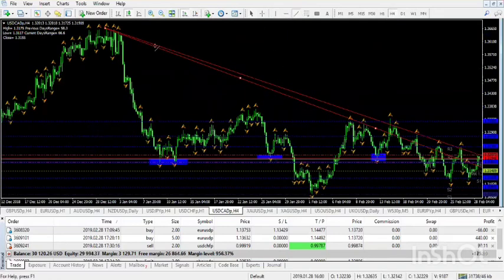Let me continue drawing it. It is retracing on every single collision.